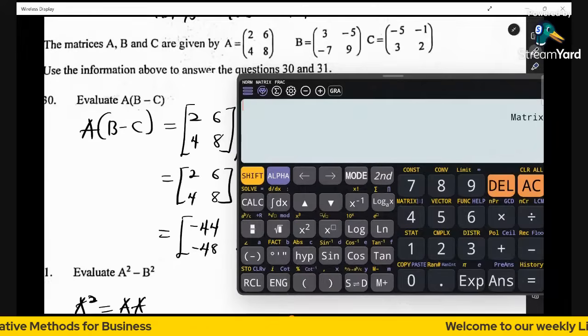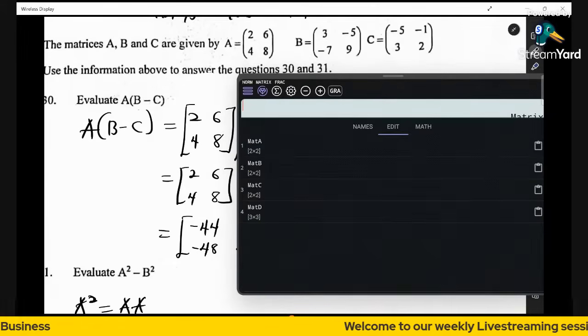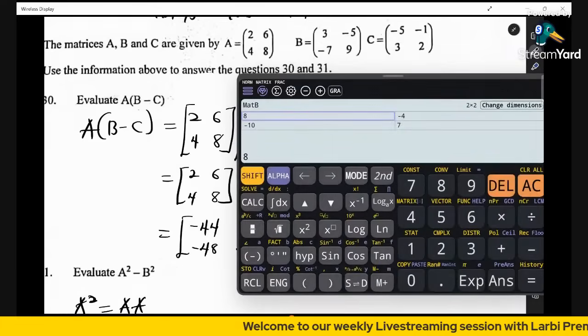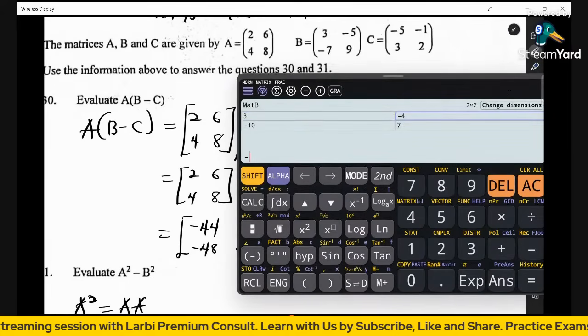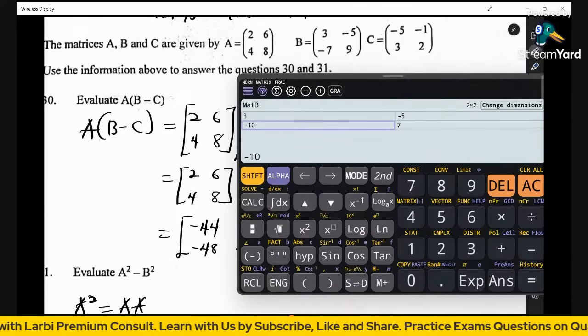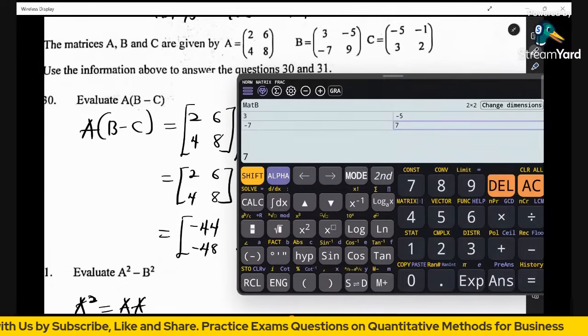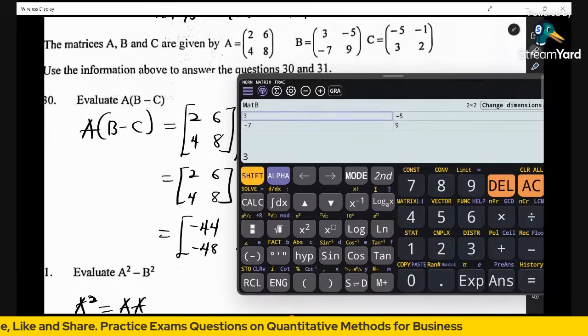So I'll press AC. I'll go to shift, then 4, then go for my matrix B. Okay, this one is going to be a bit changing. So here, because of the multiplication, I have here to be 3, -5, -7, and then lastly 9. Okay, so once you're able to get this, you also press AC.